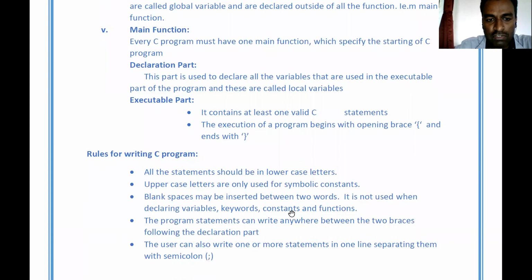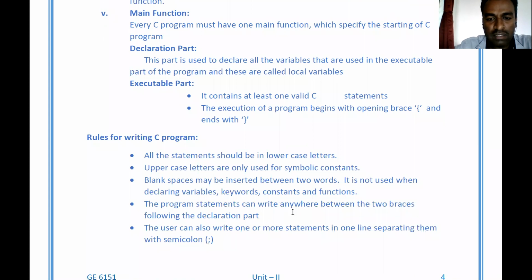Next one, rules for writing a C program. First, all the statements should be in lowercase, because C is a case-sensitive language. So all the variables and other letters should be in small letters, and uppercase letters are used only for symbolic constants. For example, we already saw the PI value. PI is declared in uppercase, so PI is called a symbolic constant. At that time we use uppercase.